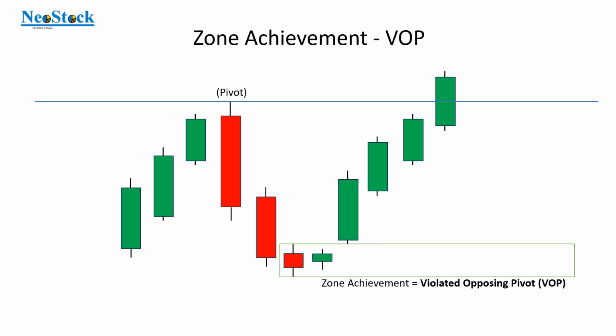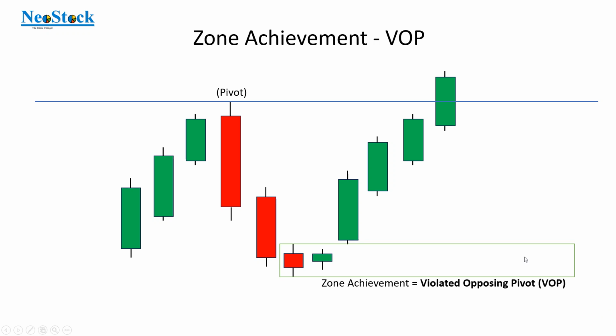There is a third possibility also. A zone is created, it's not violated any opposing zone, it's not violated any opposing pivot. Then can we trust that zone? It is uncertainty, because some action has not happened. Because it has not happened, you cannot say this zone is not good. Maybe it could be a good zone. But we don't have a confirmation.